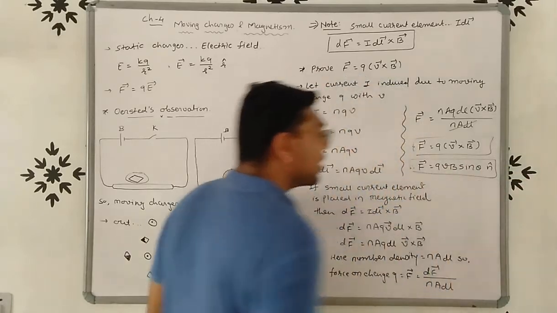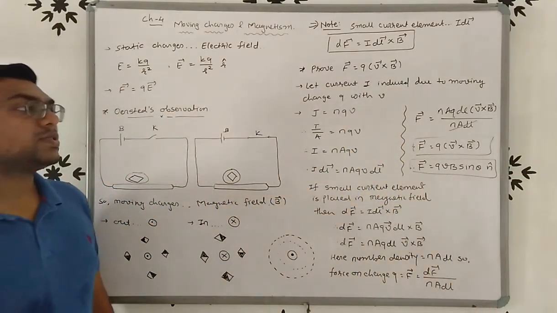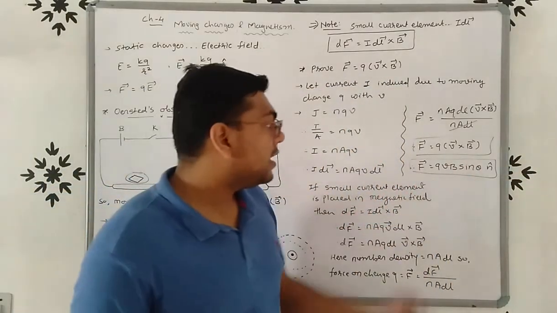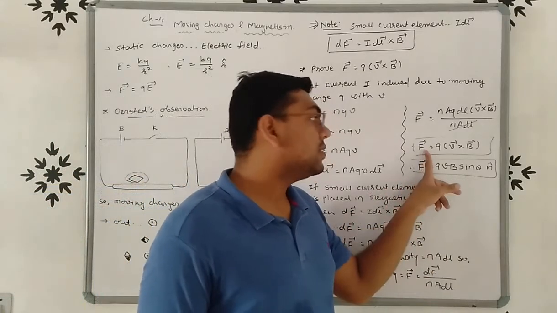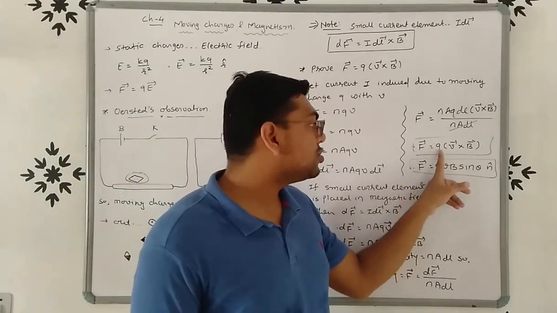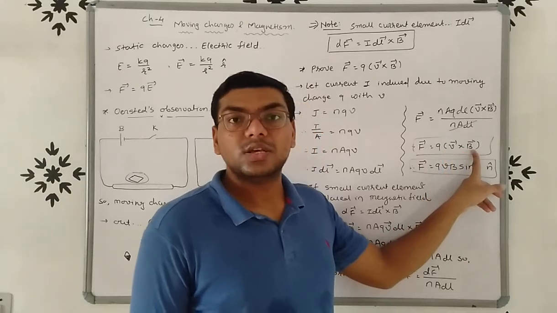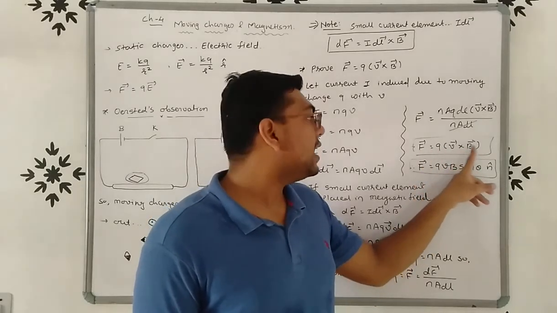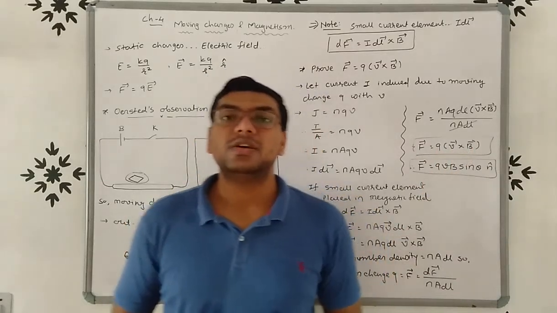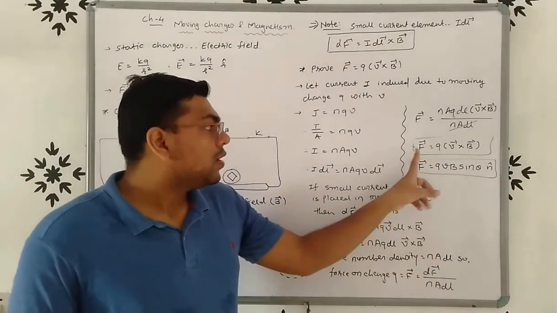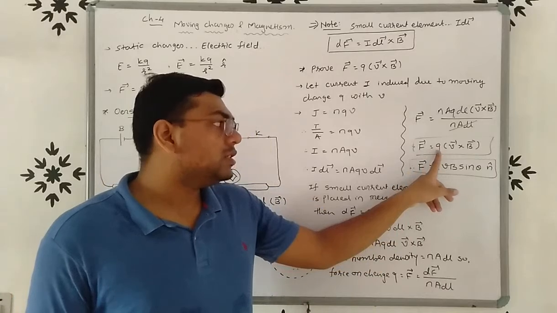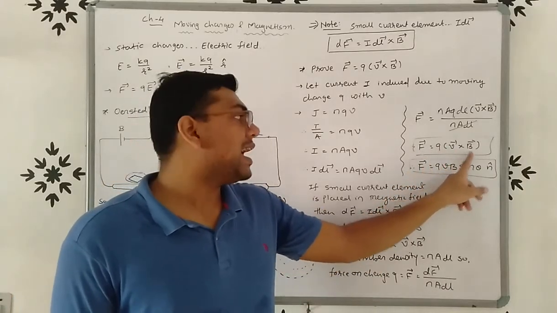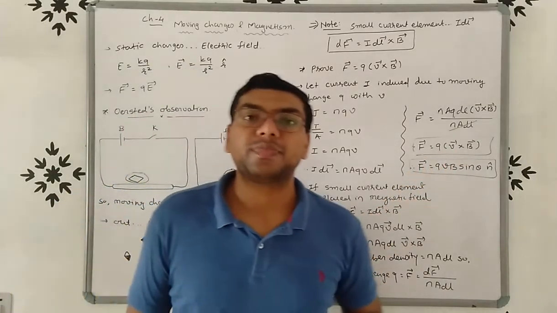There are some features of this formula. The first feature is the force F is equal to Q into V cross B, so the force will depend on charge Q, velocity V and magnetic field B.